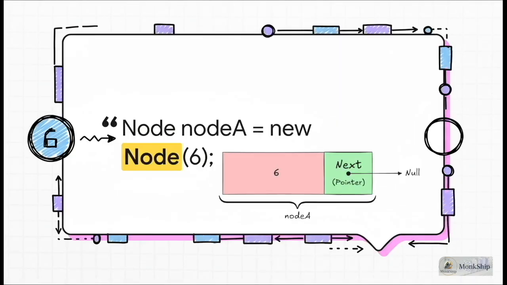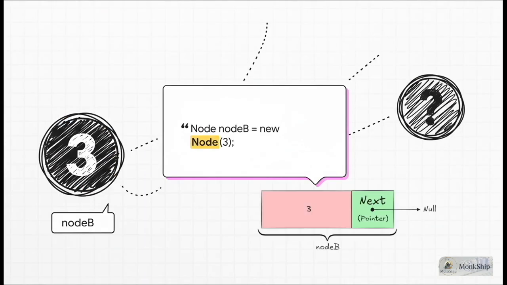Okay, first up, let's create our very first node. We'll call it node A, and let's say we're going to store the number 6 inside of it. Then, let's do another one.